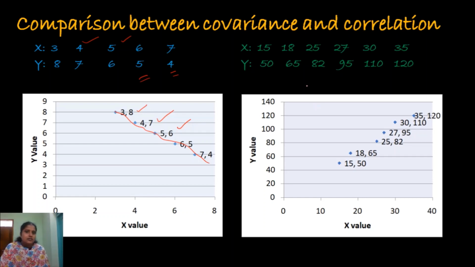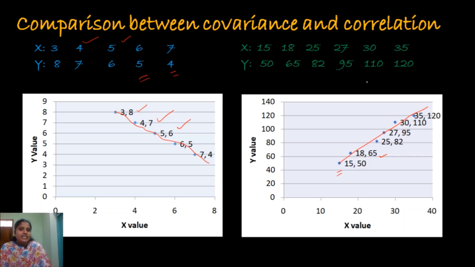For this, let's come to the second one, 15, 50. If I plot this point in a graph, there is a point approximately here, and 18, 65, the second point, like that. Here, there exists an upward movement. That means there exists a positive correlation between the two variables. Here the variables are increasing.